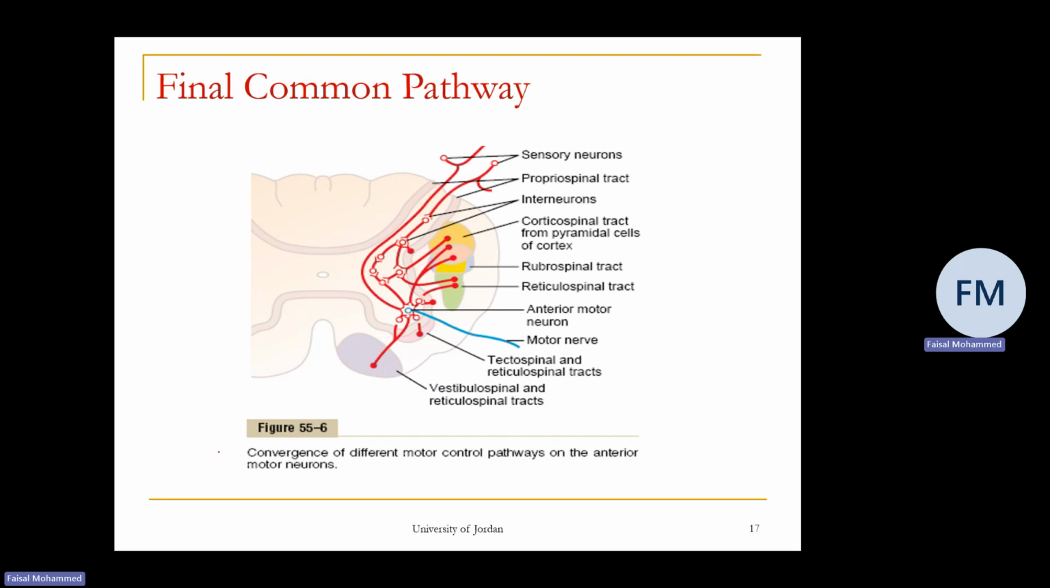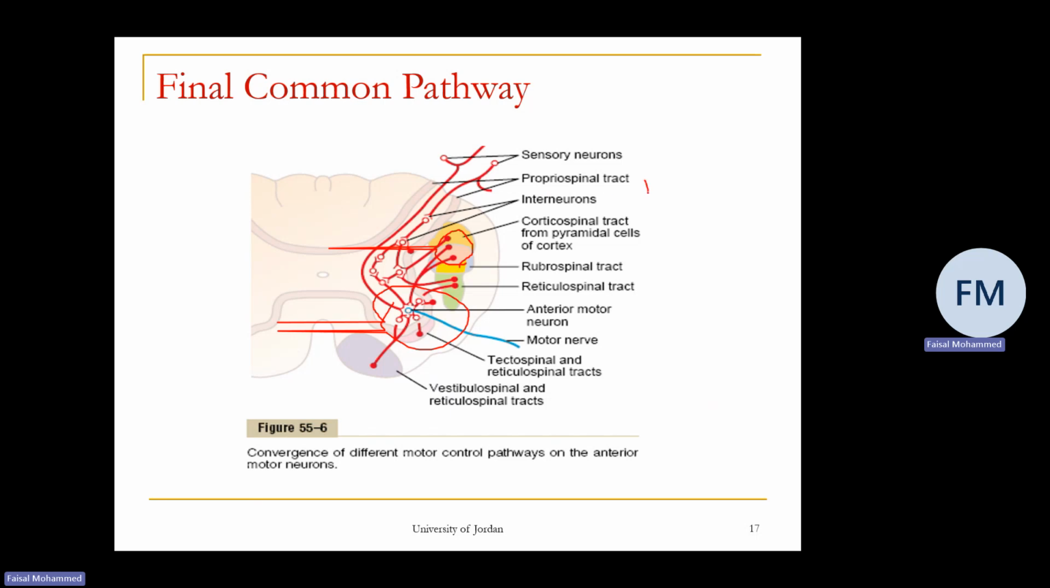This is the final common pathway in the spinal cord. It receives mostly interneurons through all fibers. This is the corticospinal. It might give you direct, as you see, direct from the corticospinal to the alpha motor neuron. Also, the corticospinal here might go through interneurons to the alpha motor neuron. And we might have sensory neurons that are important for reflexes.